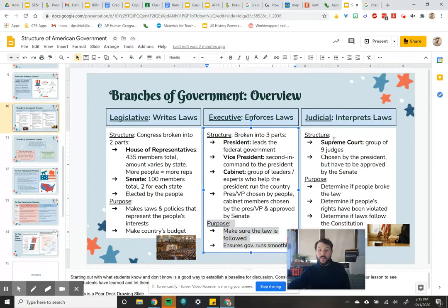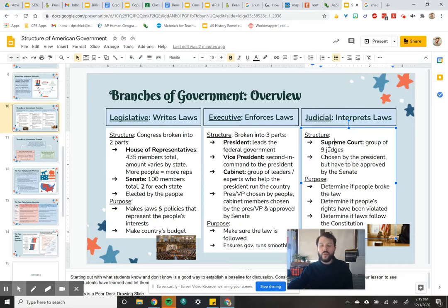Okay, and then lastly, we have our judicial branch. These are the folks who interpret the law. And the main part of the judicial branch that we're going to focus on is the Supreme Court. There are some other courts in the country. We're just going to be focusing on the Supreme Court today. And the members of the Supreme Court, those folks are chosen by the president, but they have to be approved by our friends over in the Senate.